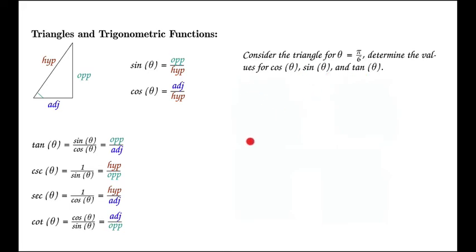The first thing I'm going to do is draw the triangle for pi over 6 and label my sides with their actual values. This is our standard pi over 6 triangle. Notice it's a pretty small angle, and the adjacent side is longer than the opposite side. Here, our adjacent side is root 3, our opposite is 1, and our hypotenuse, using the Pythagorean theorem, we can solve to be 2.